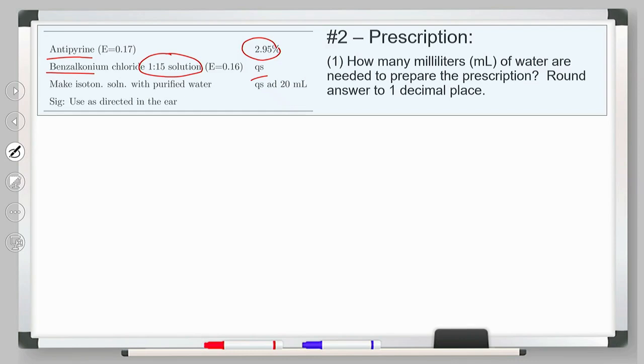All right, but we've done ratio strength, so that's not hard for you. We'll just do 1 gram per 15 milliliters. That's a weight per volume concentration. So we'll use that later. Where does it start?